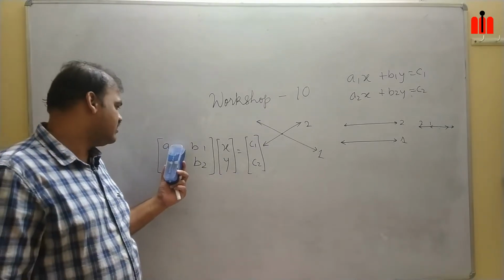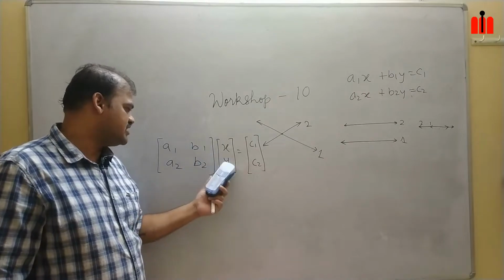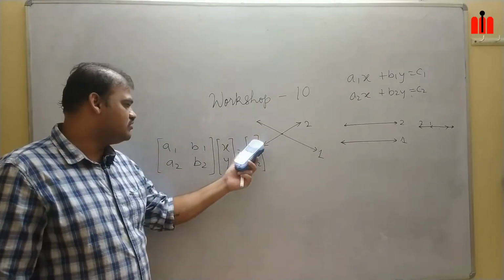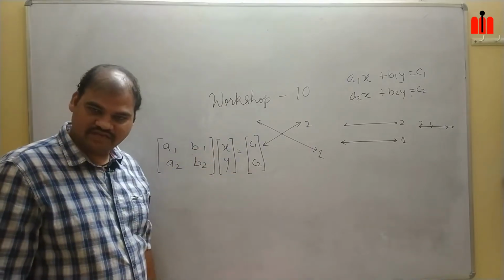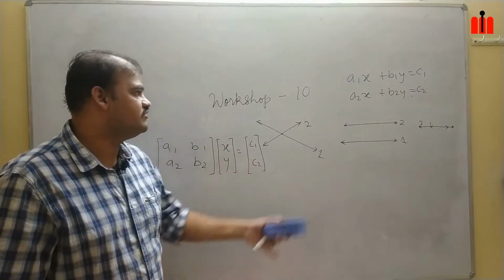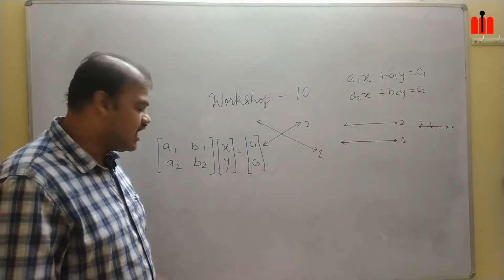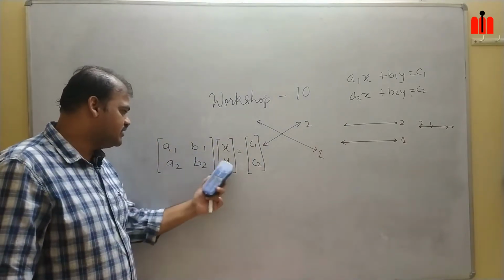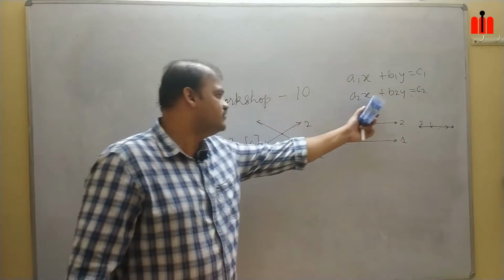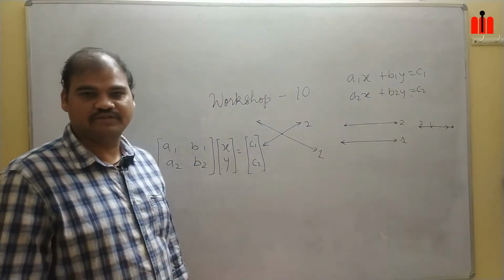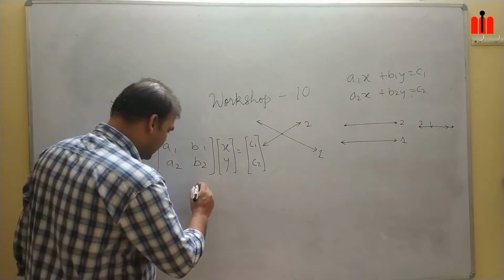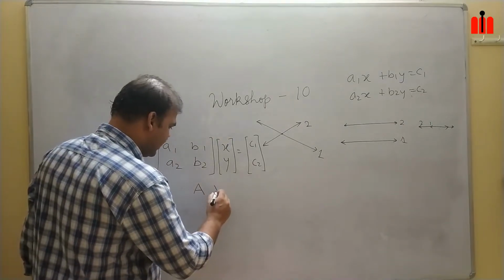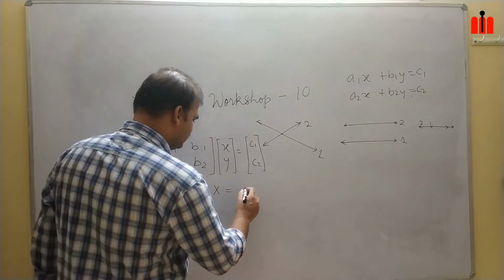Here, if I multiply these two, the first equation will be a1x plus b1y equal to c1, which is my first equation. The other is a2x plus b2y equal to c2, which is the second equation. Are you getting it? So I can write it as AX equal to C.